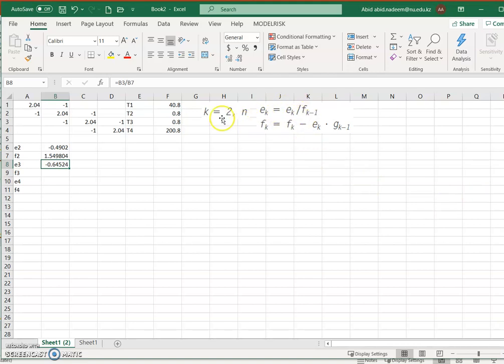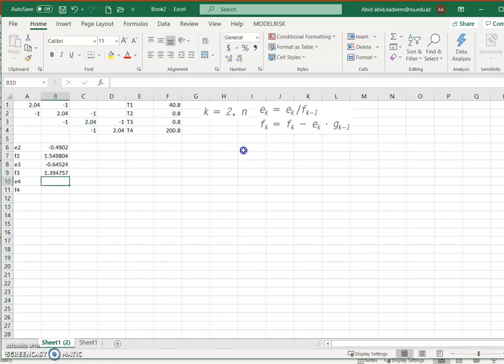So the values for the later coefficients will be calculated from the previously calculated coefficients. Similarly, now F3. What is F3? There is no F3 here, but F3 is available here. This is F3 minus E3. So E3 is here, and times G2. So G2 is here. So it will be this, and then E4.